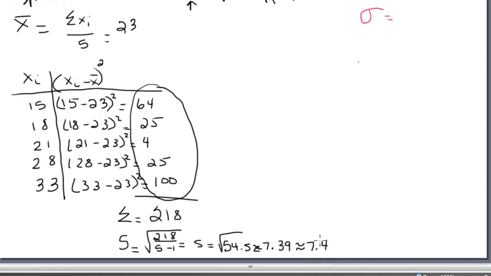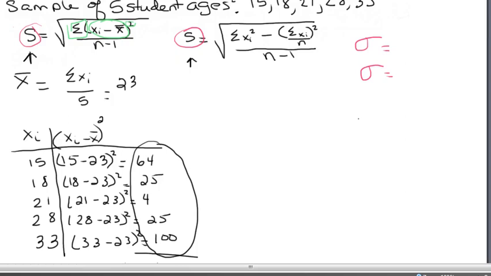A simple rule of thumb when working with statistics is you always round one decimal place further than your original set of data. Since our original set of data was whole numbers, I'm going to round to the tenths. So we get 7.4. Now, just to prove to you that these formulas are exactly the same and should yield the exact same answer, we're going to go ahead and calculate it using the computing formula.